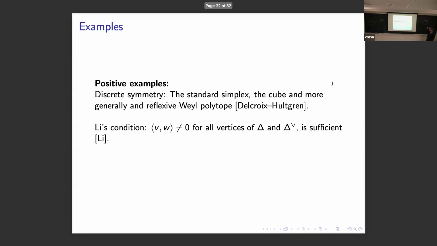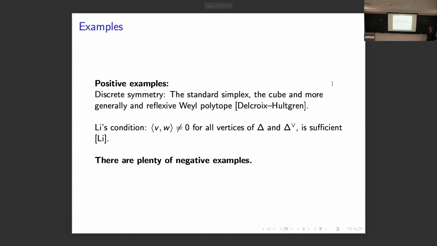So then there's another mechanism to provide positive examples, which is not relying on this symmetry. This was the condition found by Yang Li in his paper on toric hypersurfaces. I think he mentioned it. The condition is just that you should not be able to find vertex pairs which have pairing 0. So that's also a sufficient condition.